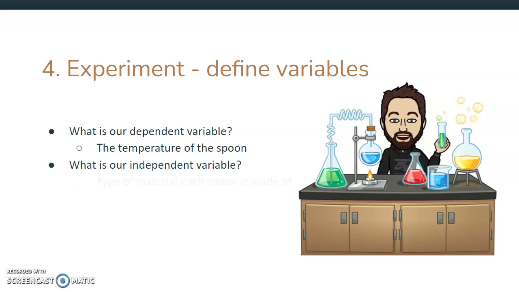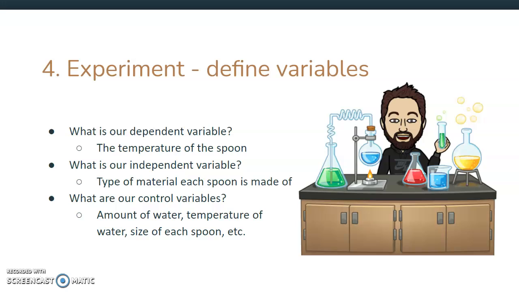Our independent variable is going to be the type of material. So this is what we've decided to change. And then our control variable is everything we want to keep the same.